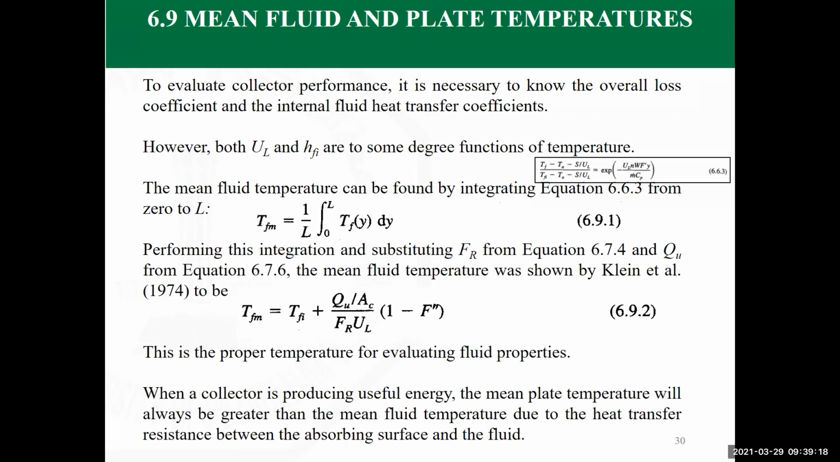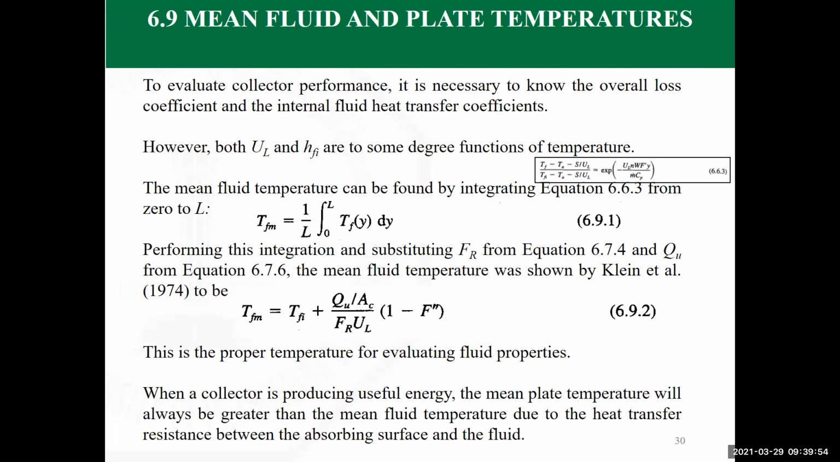Mean plate temperature. This is another interesting thing, because if we're going to do the analysis, some of the properties that we have are functions of temperature. Accordingly, we need to decide how to evaluate the properties. Ideally speaking, we can evaluate them at a mean temperature between inlet and outlet. So how do we calculate the mean temperature? It's done by integration of the temperature distribution from the inlet of the pipe, L equal to 0, to the exit of the pipe, L equal to capital L.